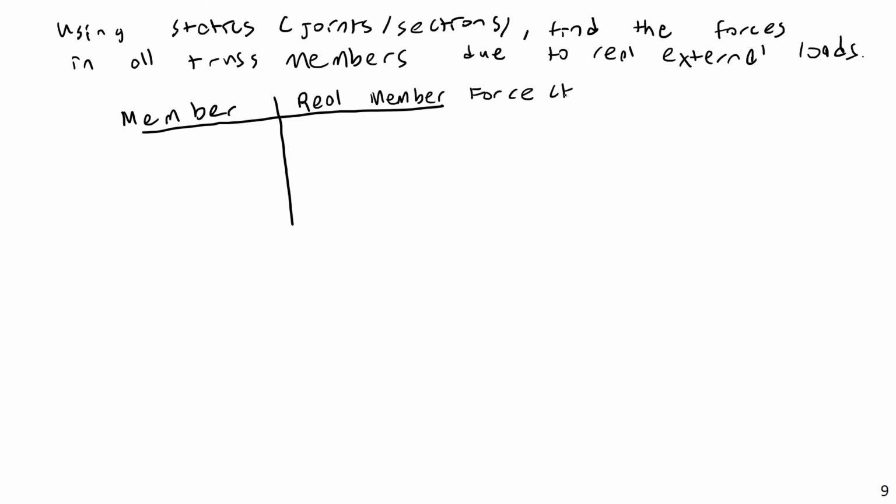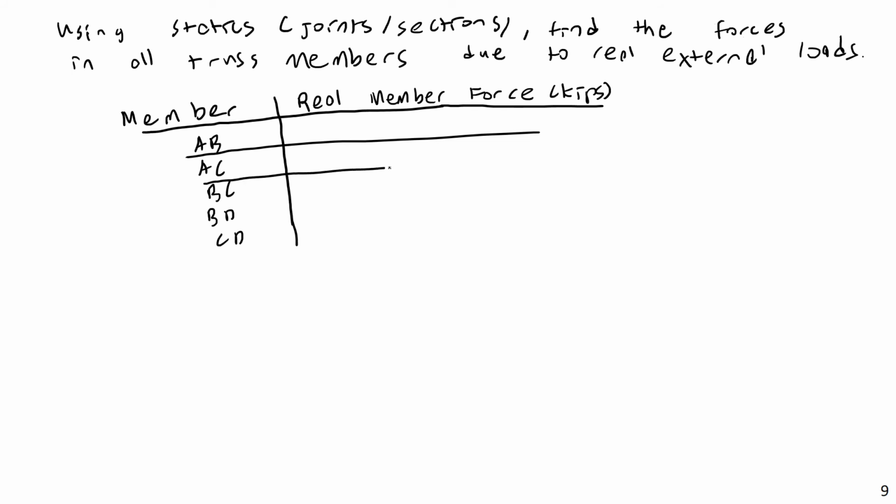In kips here. And we'll have AB, AC, BC, BD, and CD. And CD, like here.